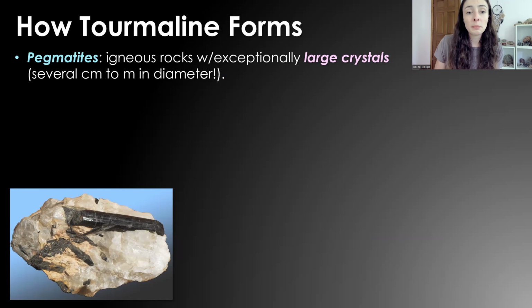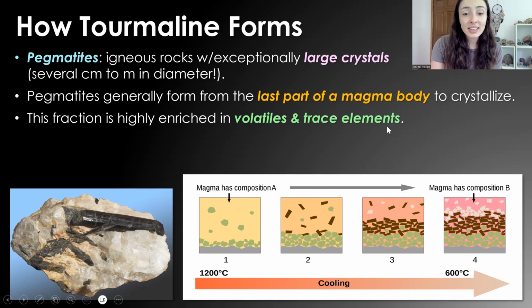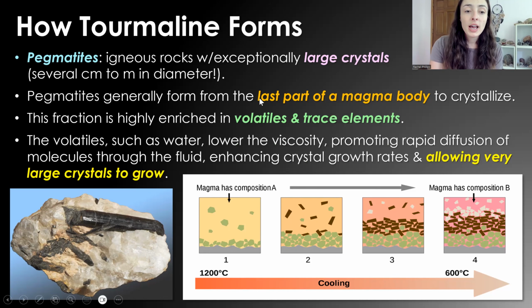So what are pegmatites? Well, pegmatites are igneous rocks with exceptionally large crystals, from several centimeters to meters in diameter. Pegmatites generally form from the last part of a magma body that crystallizes. This fraction is highly enriched in volatiles and trace elements, and volatiles such as water lower the viscosity of this melt fraction, promoting rapid diffusion of molecules through the fluid and enhancing crystal growth rates, allowing very large crystals to grow.